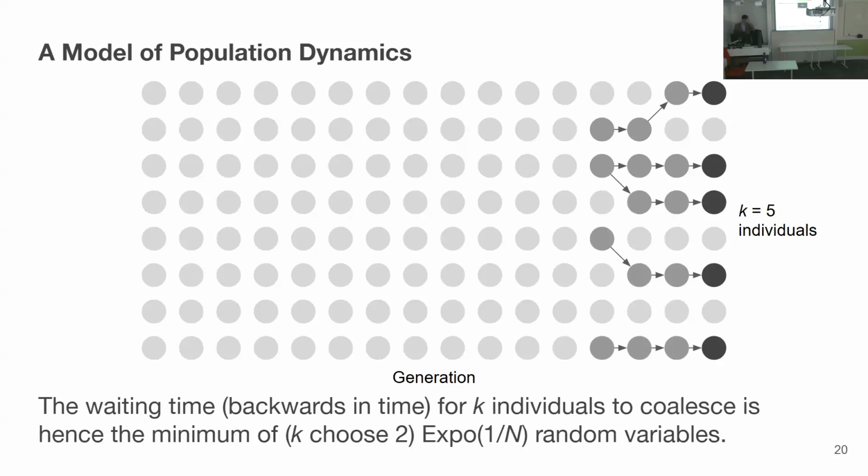Now we can generalize this calculation to answering the question of what is the waiting time for there to be some coalescence among any number k of individuals. So in this example, k equals 5, and we're asking the question, how many generations back or how much time back do we need to go for some arbitrary pair of those 5 individuals to share a common ancestor? And the way that we calculate this is that for every pair of individuals, we have an exponential random variable with parameter 1 over n that governs the waiting time for that pair of individuals to share a common ancestor. Given that for k individuals in the population, there are k choose 2 possible pairs of individuals that could coalesce, the waiting time till the next coalescence, looking backwards in time, is just the minimum of k choose 2 independent, identically distributed random variables following the exponential distribution with parameter 1 over n.